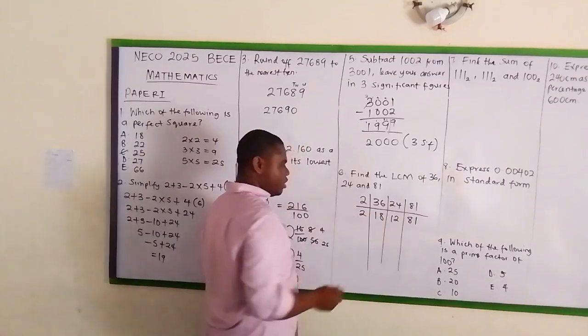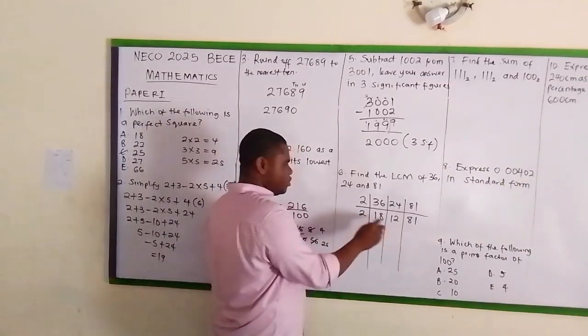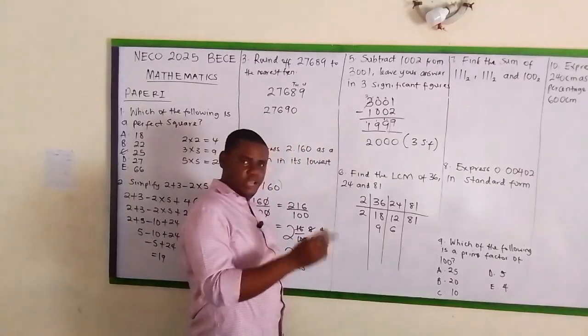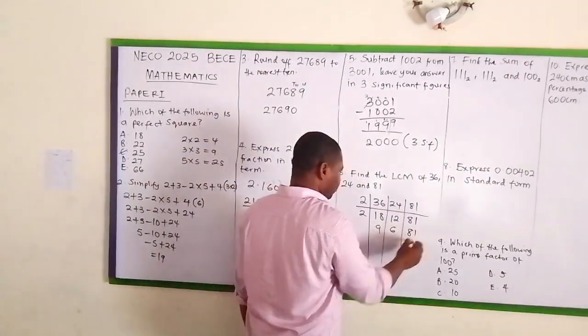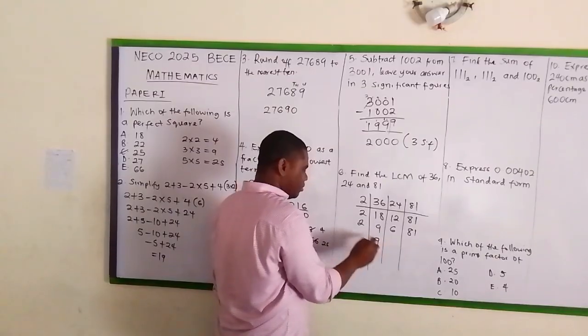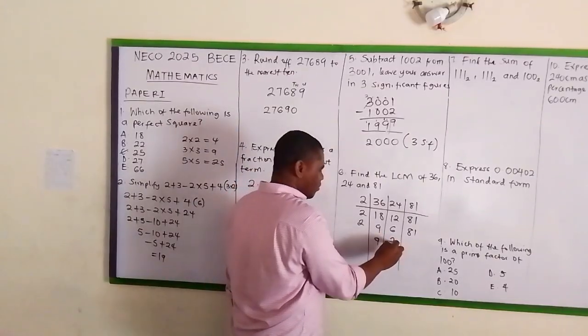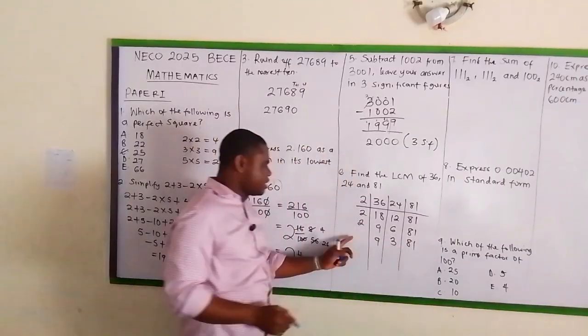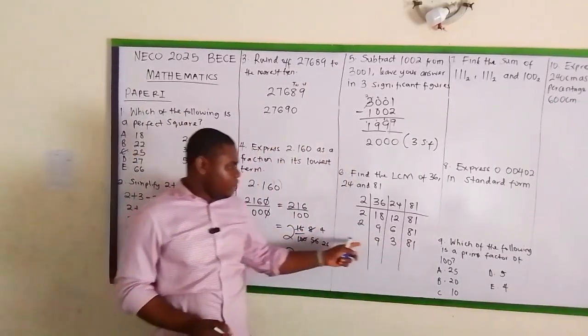So 2 goes into 18, that is 9 times. 2 goes into 12, that is 6 times. 2 cannot go into 81, so let's bring down 81. 2 cannot go into 9, so I bring the 9 down. 2 goes into 6, that is 3 times. 2 cannot go into 81, so I bring down the 81. So in this case now, there are no even numbers here.